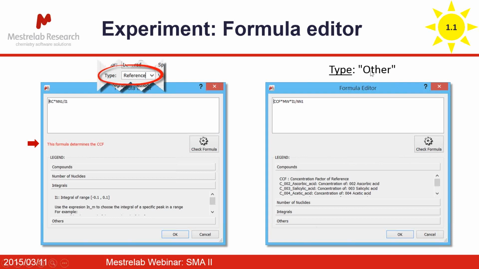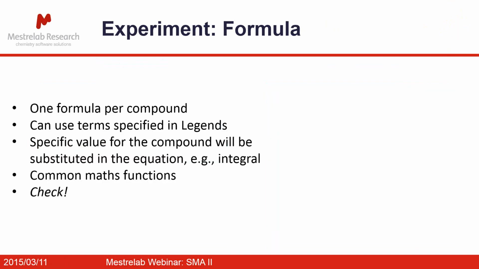So when the compound type is anything else, you'll get a window that looks a bit like this, if you like. And here again, I've simply put out the concentration formula here. Okay, so we'll look at this in more detail soon.